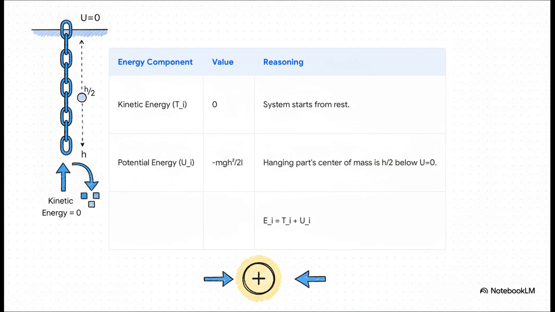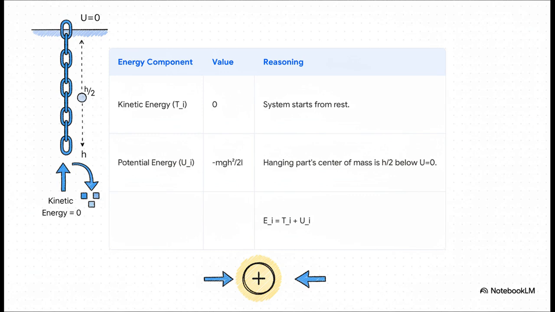Only the part of the chain that's hanging has potential energy relative to our 0 line. Let's find its mass. If the whole chain has mass m over a total length L, then the mass of the hanging piece is m over L times h. Now this is a key trick. For a uniform object like a chain, we can pretend all its mass is concentrated at its center of mass. For that hanging piece of length h, the center of mass is right in the middle, at a depth of h over 2.